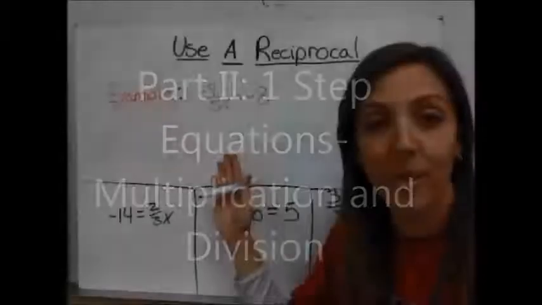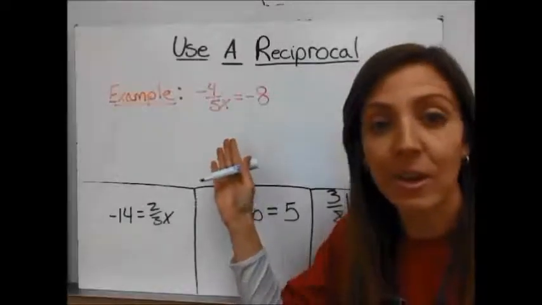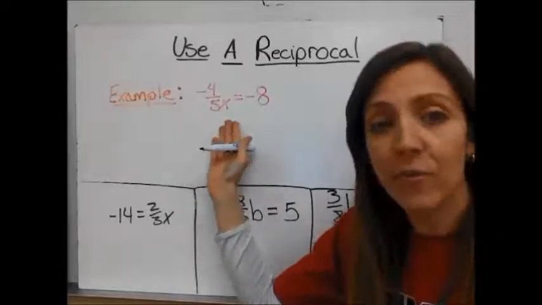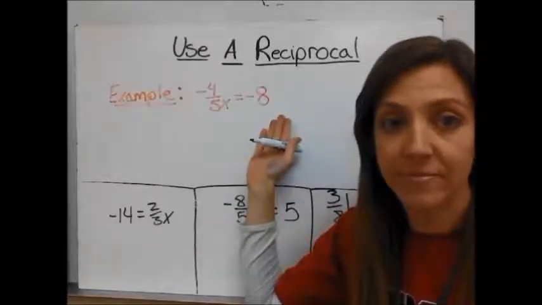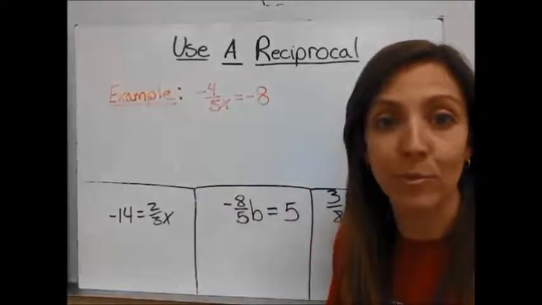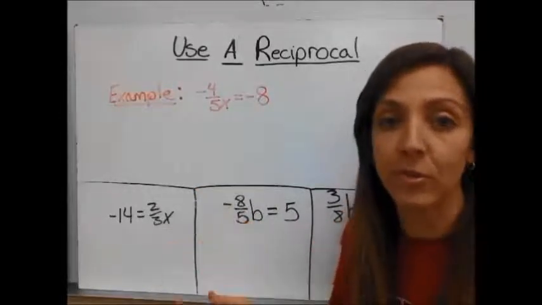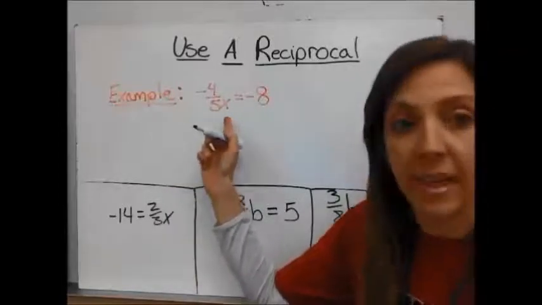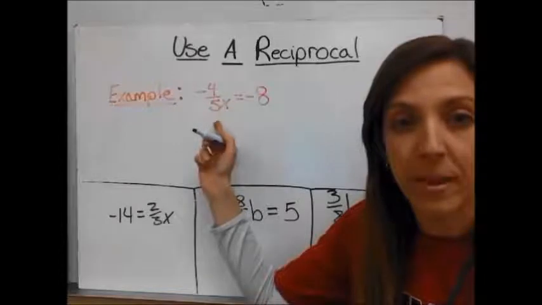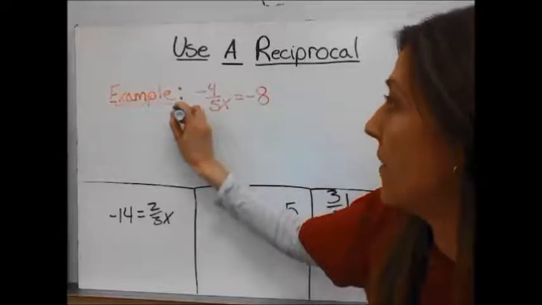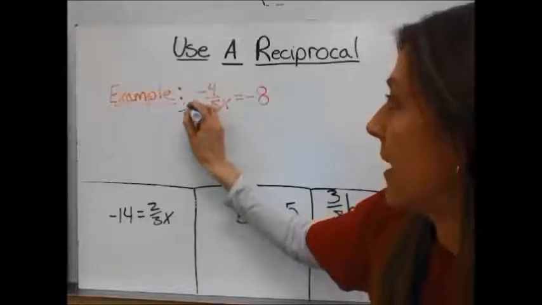When we're dealing with multiplying a fraction, we need to use the reciprocal to help us. Here I have negative 4/5 x equals negative 8. Well, negative 4/5 beside the x means multiply. Whenever you have a variable next to a number, that's multiplication, okay? So negative 4/5 x, I would have to multiply negative 4/5 times x. The inverse would be to divide. So I'm going to divide by negative 4/5.